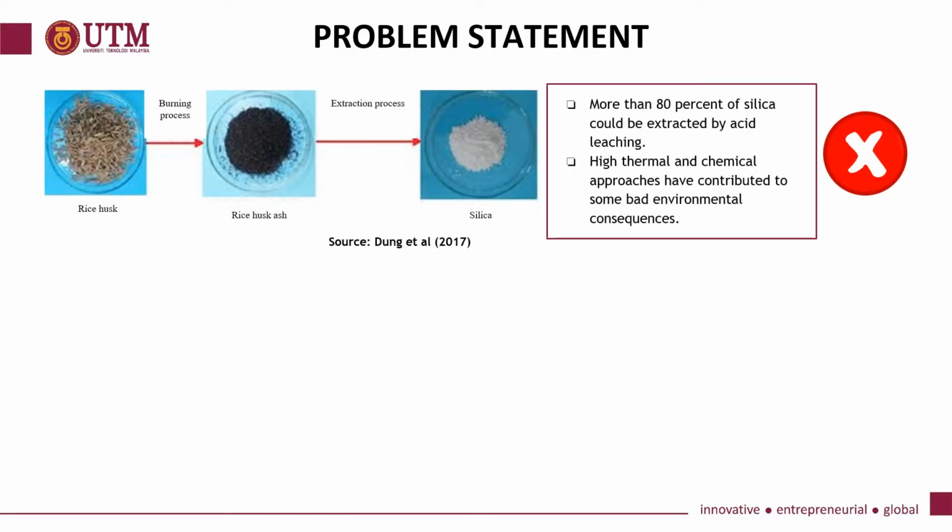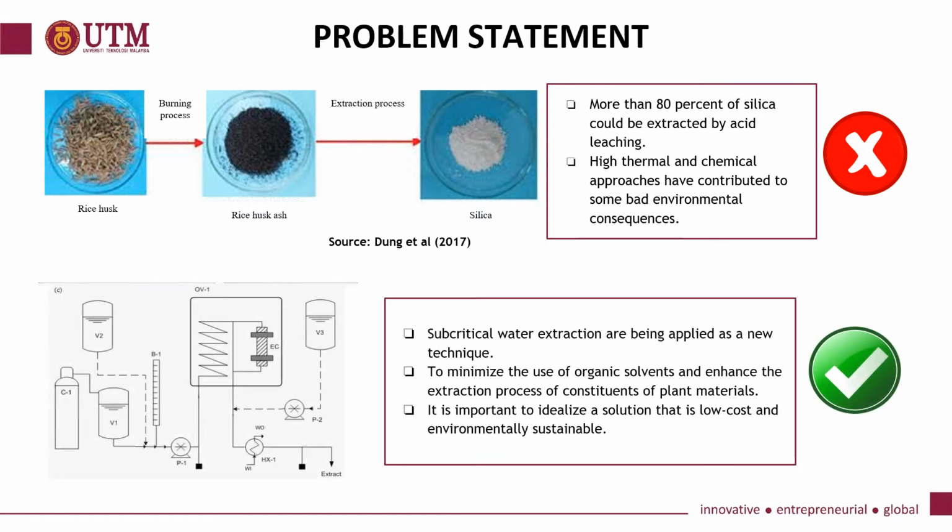Almost all of the previous studies used rice husk ash to produce amorphous silica as their raw material. During the research of this project, more than 80% silica and a low percentage of impurities were found in the rice husk ash, which could be extracted by acid leaching. Furthermore, high thermal and chemical approaches have also contributed to some bad environmental consequences. This project will give an approach to the procedure of the water-based extraction process for the rice husk ash to produce silica. New techniques such as subcritical water extraction are being applied to minimize the use of organic solvent and enhance the extraction of the constituents of plant materials. It is therefore important to devise a solution that is low cost and environmentally sustainable for industrial applications.